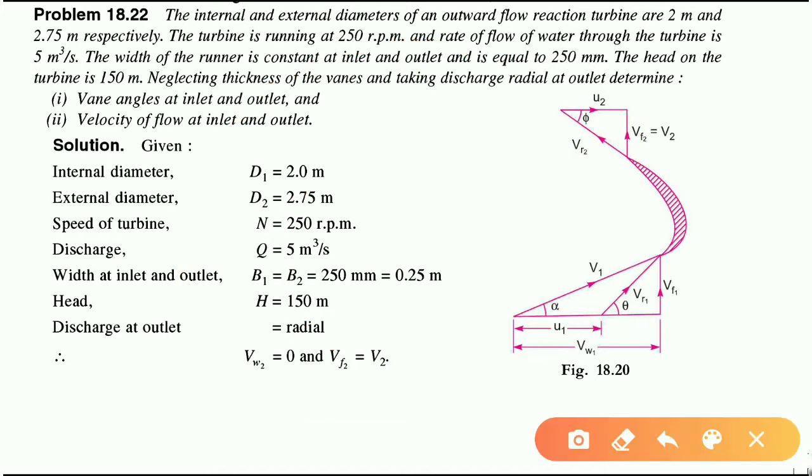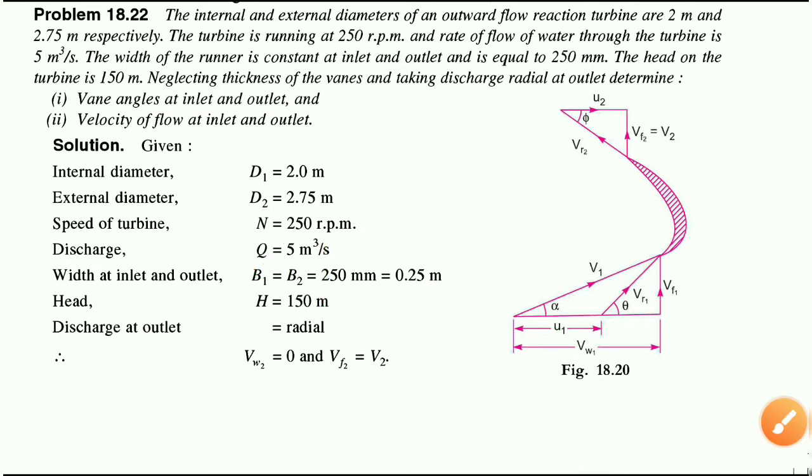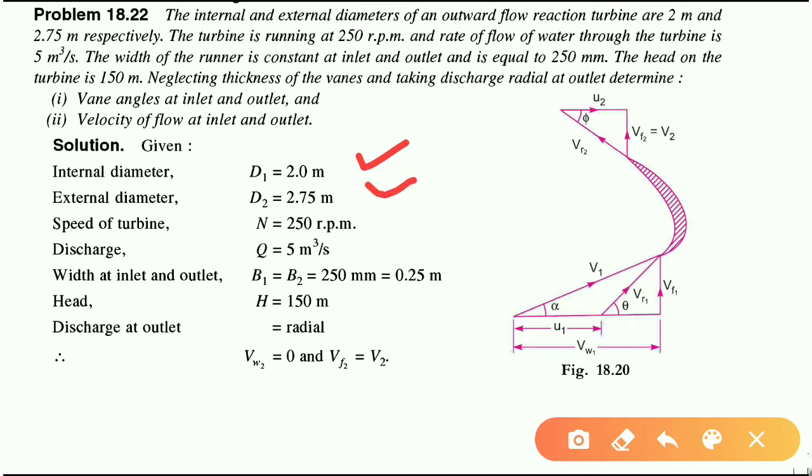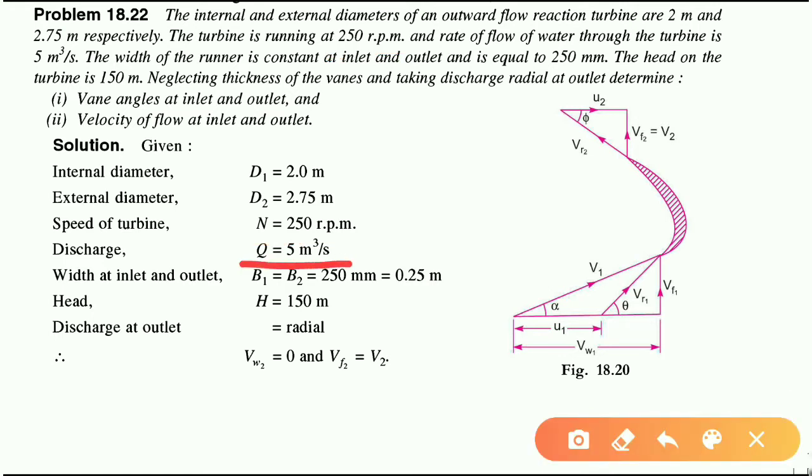Similarly, for the velocities U1 and U2, here U1 is also less than U2. So D1 is equal to 2 meter and D2 is 2.75 meter. The turbine is running at 250 rpm, N is 250 rpm. Rate of flow of water through the turbine is 5 meter cube per second, so discharge is given, it is equal to 5 meter cube per second.